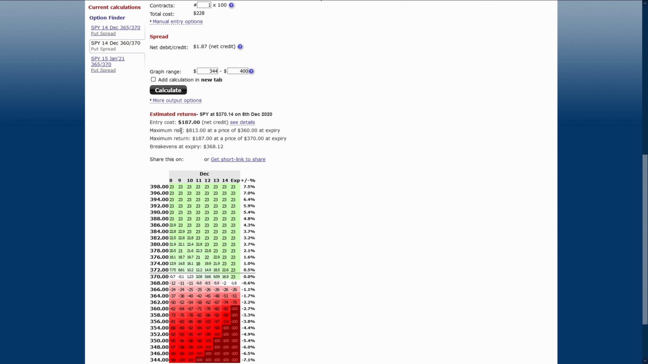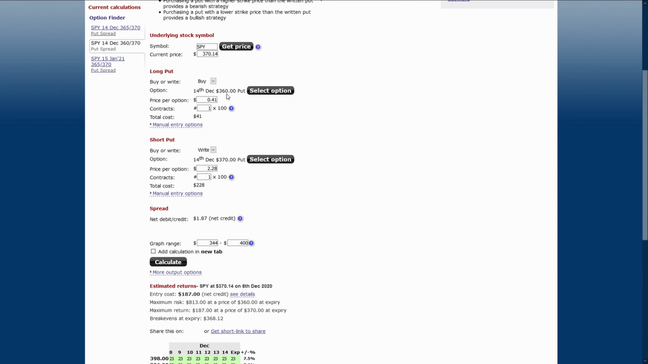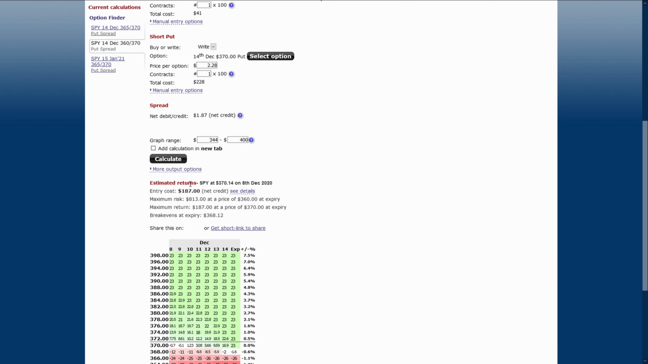But if we take a look, it's not proportional to our risk. Our risk more than doubled, but our gains didn't double. So having this incredibly wide spread is actually very, very risky. You're making slightly more money, but you're getting way more risk.